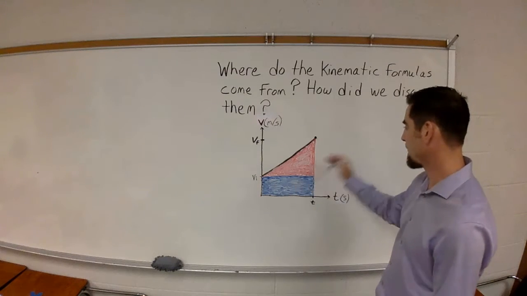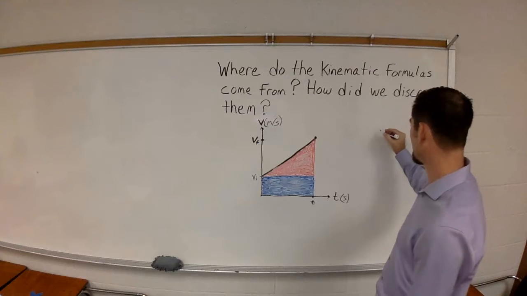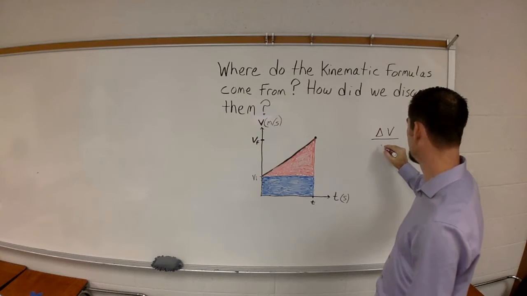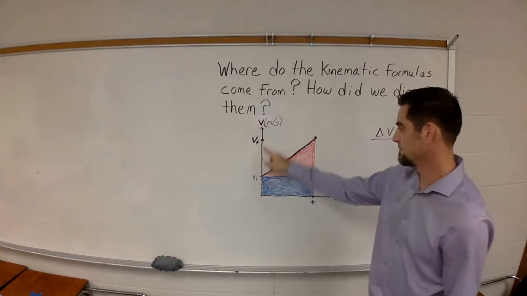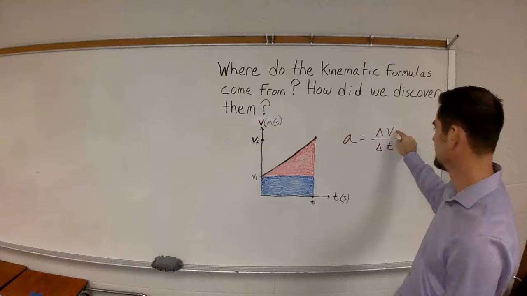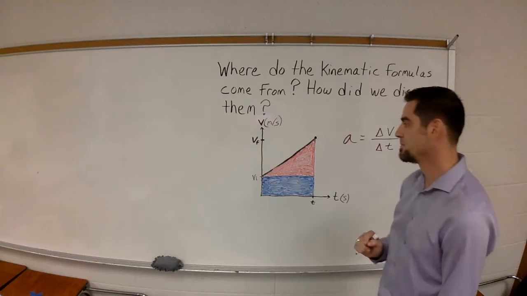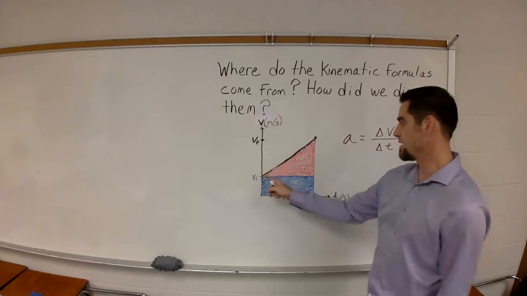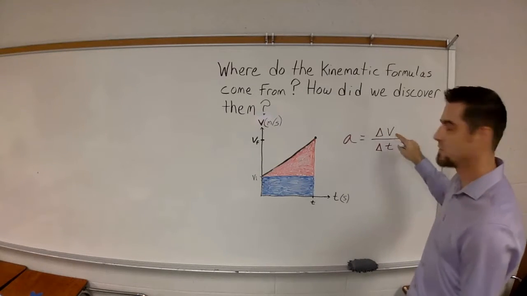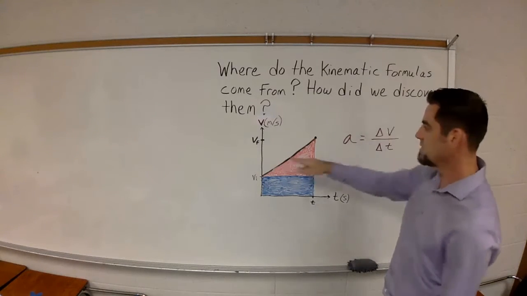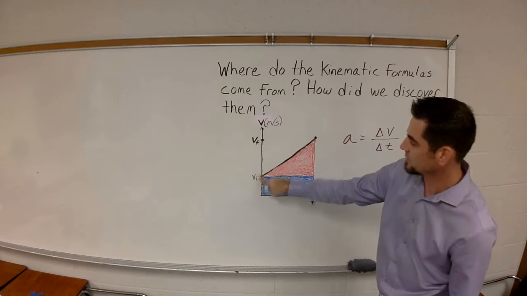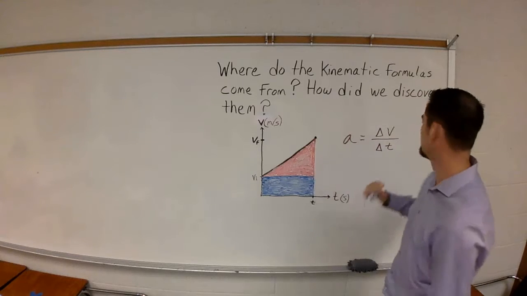So slope is rise over run. Rise is going to be our change in velocity, and run is our change in time. So acceleration is equal to change in velocity over change in time. We know that. That's our slope. Well, now what is a change in velocity? Change in velocity is just how far we've gone from our initial velocity to our final velocity, right?